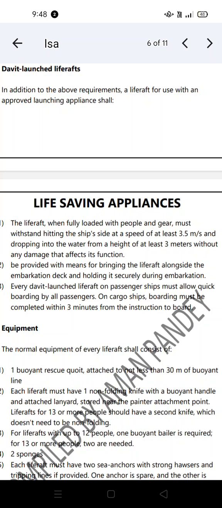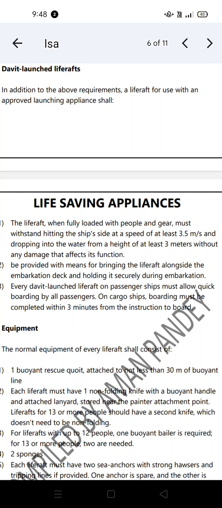Check, and then if possible use a boarding tackle so that everyone can embark properly. Once everyone has embarked the life raft, one person should lower the life raft, and while entering the life raft no one should wear shoes.